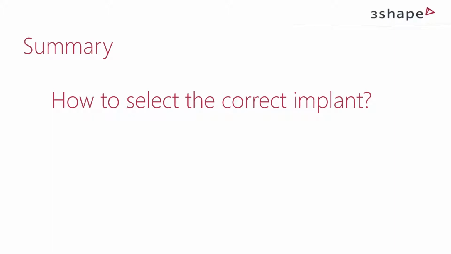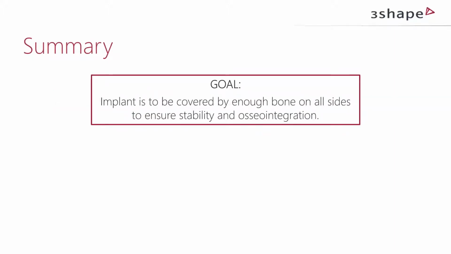So that was the first one, but what we actually agreed on was one goal. It is important that the implant is covered by enough bone on all sides to ensure the stability and osseointegration. So no showing threads, no bone material or anything on the implant; straight, nice, fresh bone covering all the implant is really important.